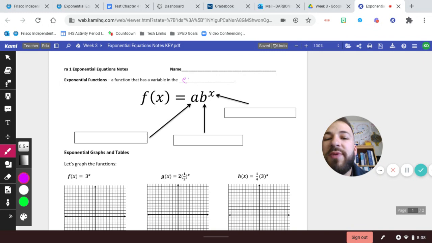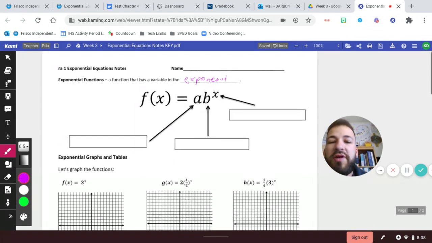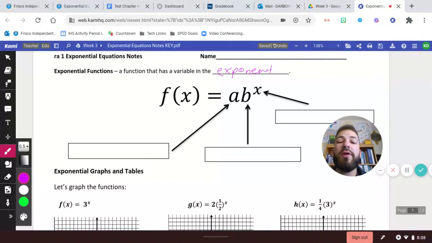In the exponent. So as you can see, there is our equation, f of x is equal to a times b to the x. Okay, let's kind of talk about what a couple of these different numbers mean.